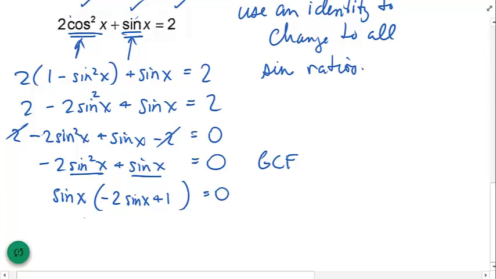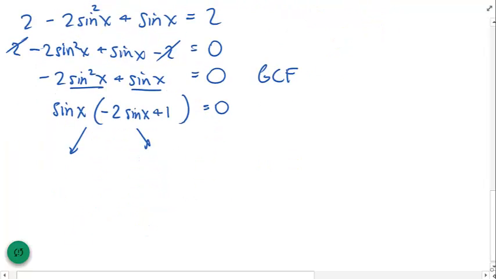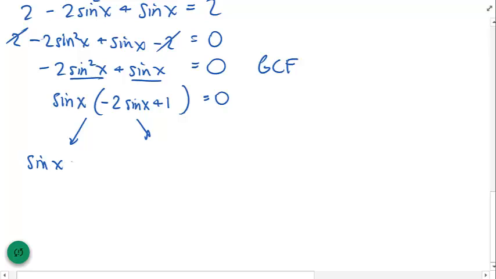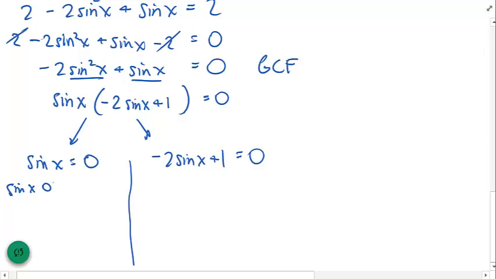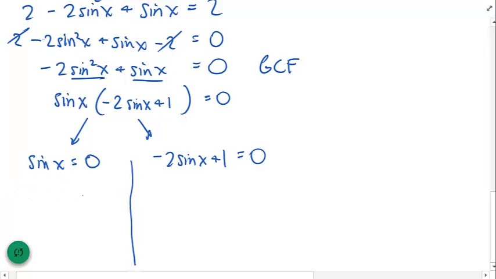So now I have my two different paths that I have to head on. I have one scenario where sine of x is equal to 0, and I have the other one where negative 2 sine of x plus 1 equals 0. Draw a line down the middle so I can keep solutions separate. And from my chart, I know that from 0, 90, 180, 270, and 360, the sine of x goes through the progression of 0, 1, 0, negative 1, and 0.